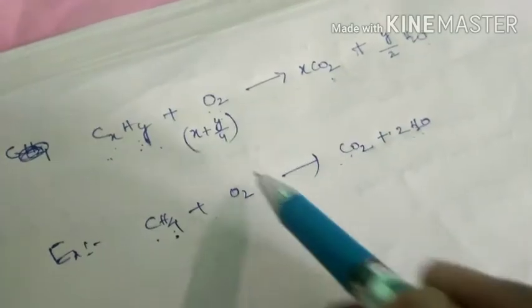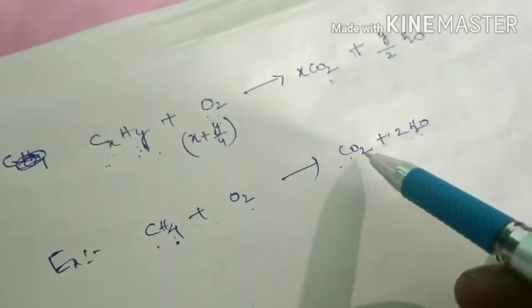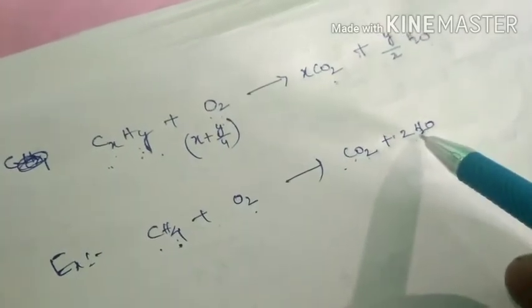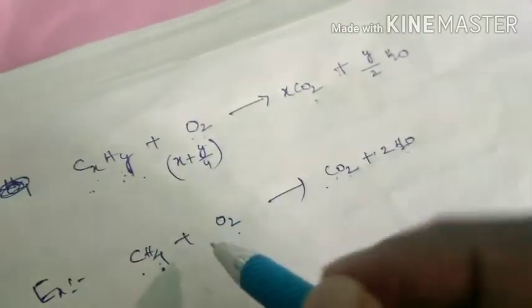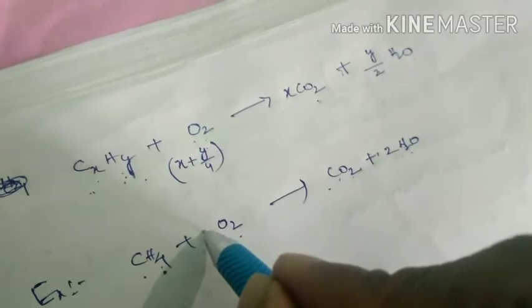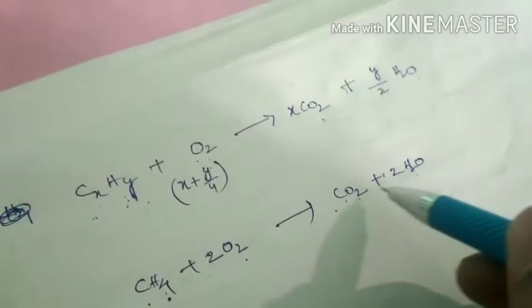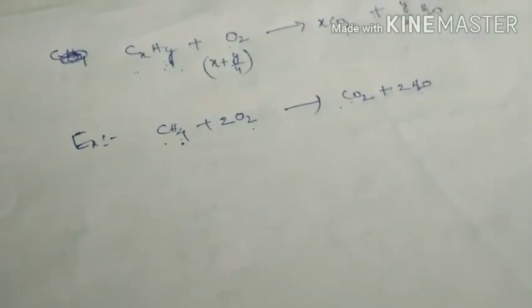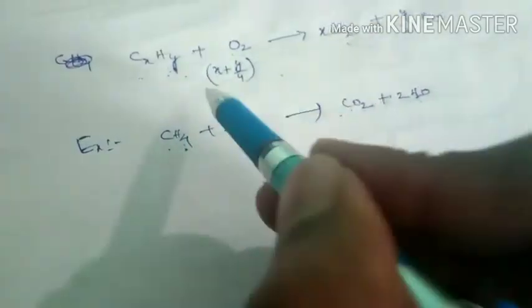Then what about oxygen atoms? Here oxygen atoms are 2, but on the other side oxygen atoms are 2 plus 2, how many? 4. That means oxygen atoms are still not balanced. So in order to balance, what do we have to put here? 2. If we put 2, then 2 twos are 4, 2 plus 2 is 4, and automatically this reaction will be balanced.